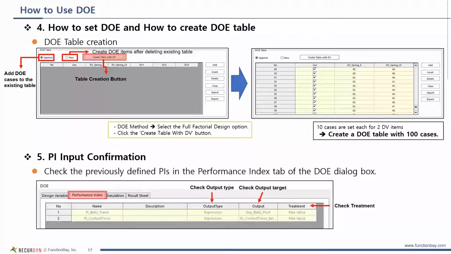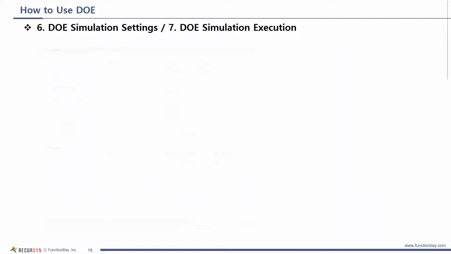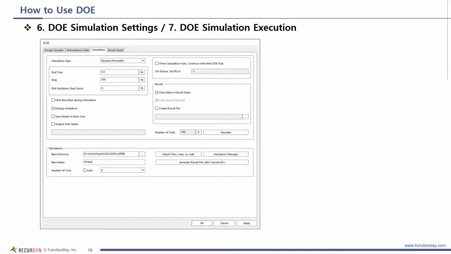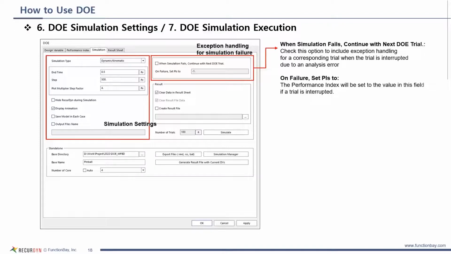In the next step, let me explain the Simulation tab for both the settings and execution of the DOE simulation. First, you can set the simulation type and step in the area marked with a red box. You can set the exception handling for interrupted trial during DOE simulation in the red box on the right.